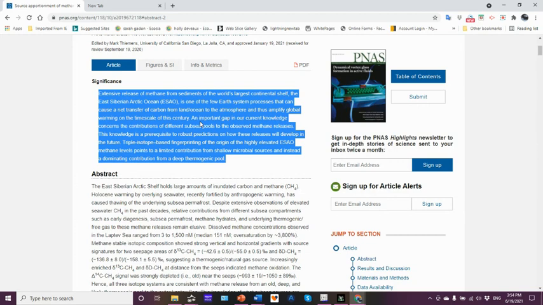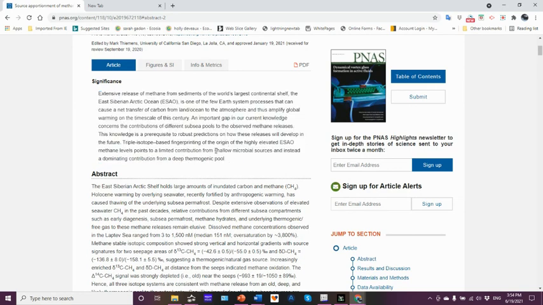An important gap in our current knowledge concerns the contributions of different subsea pools to the observed methane releases. This knowledge is a prerequisite to robust predictions, in other words, good predictions, on how these releases will develop in the future. Triple isotope-based fingerprinting of the origin of the highly elevated ESAO methane levels points to a limited contribution from shallow microbial sources and instead a dominating contribution from a deep thermogenic pool. This right here, a limited contribution from shallow microbial sources, surprised me. I was expecting that would be a greater contribution.